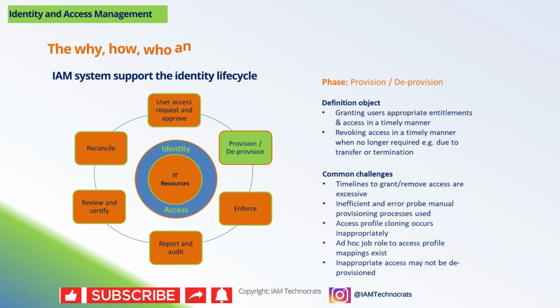Phase 2. Provision. Definition and objective: granting users appropriate entitlements and access in a timely manner, and revoking access in a timely manner when no longer required, e.g. due to transfer or termination. Common challenges: timelines to grant and remove access are excessive. Inefficient and error-prone manual provisioning processes are used. Access profile cloning occurs inappropriately. Ad hoc job role to access profile mappings exist. Inappropriate access may be provisioned.